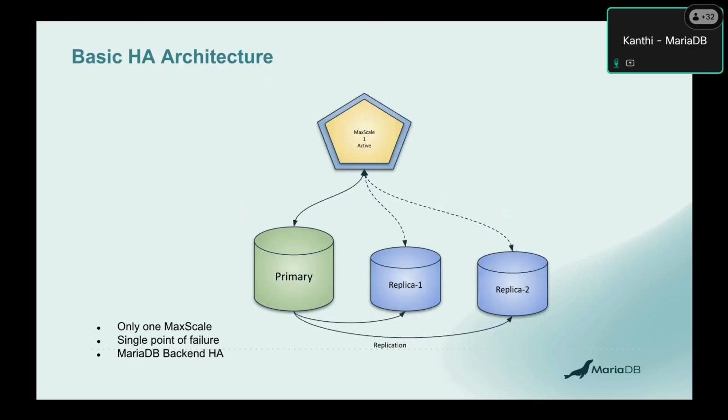So a basic HA architecture of asynchronous replication looks like this. This is a very frugal architecture, where you want to save on cost. You have just one MaxScale on top and a primary and two replicas. This is a bare minimum architecture, which is not really recommended, right? If something goes wrong with MaxScale or with the primary, you are left with very few options for your HA availability.